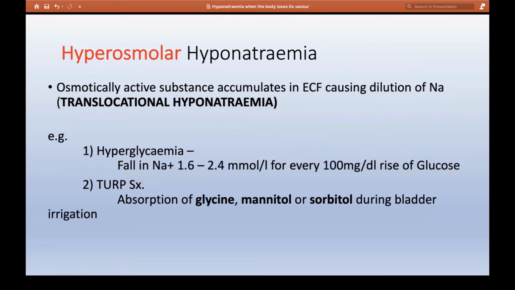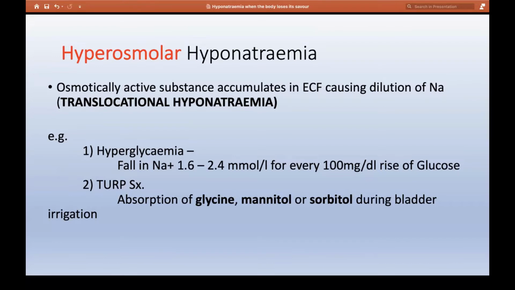Now we come to hyperosmolar hyponatremia, where there is increased osmolality. How does this happen? This happens when there are osmotically active substances accumulating in the extracellular fluid. This causes dilution of sodium. It's also called translocational hyponatremia. The main example that you could give for this is hyperglycemia. If somebody has a very high sugar content, let's say 400, 500, or even a high index in the capillary blood sugar, they can have an errant hyponatremia report. So you have to be mindful of that.